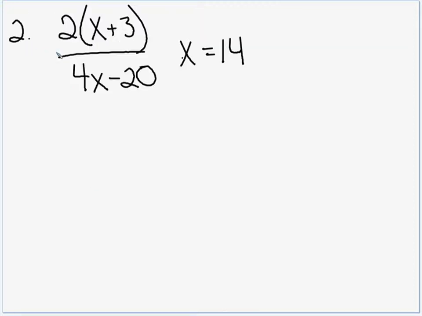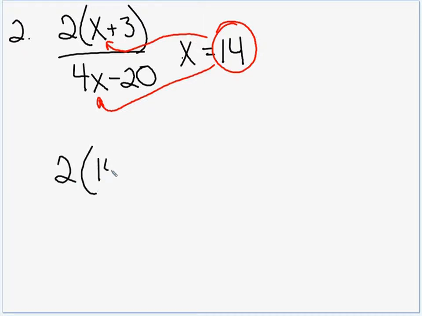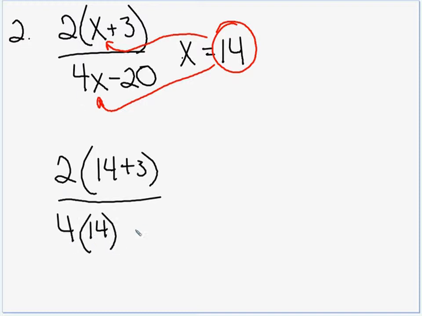Number 2, the directions say evaluate the expression for the given x variable. Well, I've got my x is 14. That's going to go in for this x and for this x, and then we're just going to compute and see what our final answer is. So we're going to have 2 times the quantity x turns into a 14 plus 3. In the denominator, we have 4 times x, or 4 times 14, and that's minus 20.